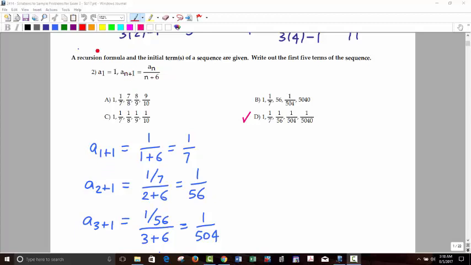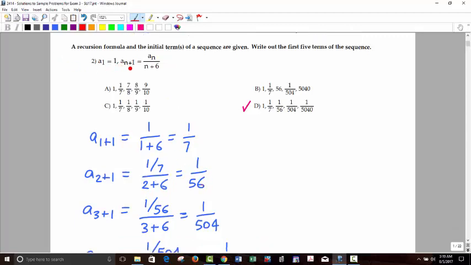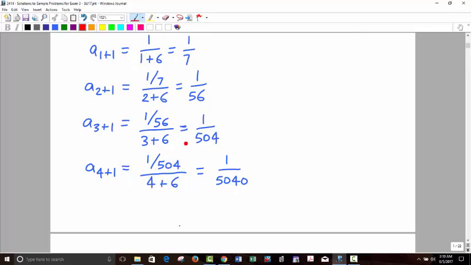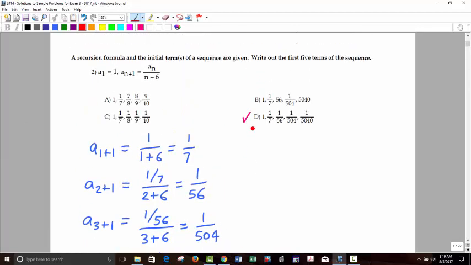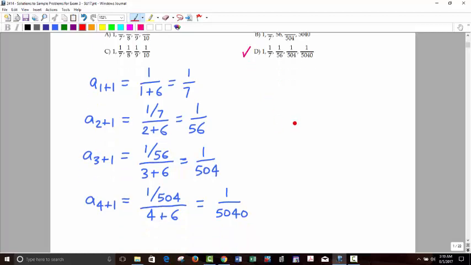a3 means n will be 2 because it's 2 plus 1. All right, so we'll use a2, which is 1 over 7, what we just found, over 2 plus 6, that ends up being 1 over 56. a4 means n equals 3, so for a4 we'll use a3 over 3 plus 6. a3 is 1 over 56, divided by 3 plus 6 gives us 1 over 504. And then a5 means n equals 4, so it's a4 over 4 plus 6, so it's 1 over 504 over 4 plus 6, which is 1 over 5040. And then answer D is the correct list of the first 5 terms of that recursive sequence.